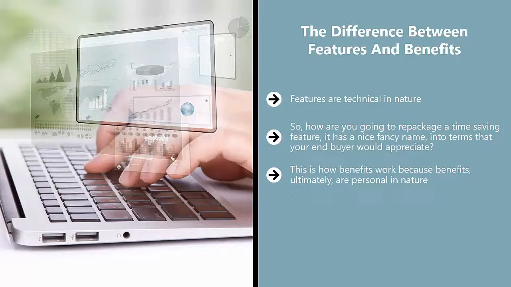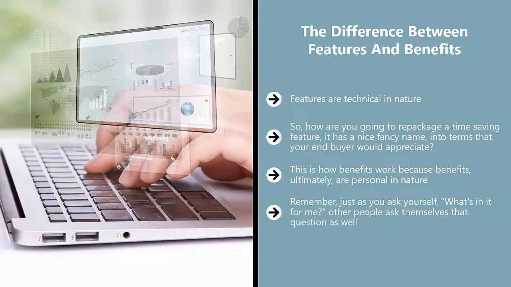Remember, most American consumers couldn't care less about the features or the jargon on your sales pages. They care about what's important to them. Just as you ask yourself, what's in it for me? Other people ask themselves that question as well. It is all personal. So, you have to phrase whatever benefits your product brings to the table in those terms.